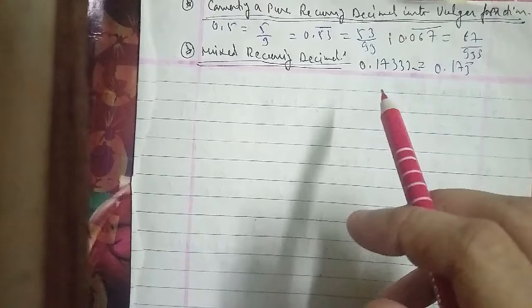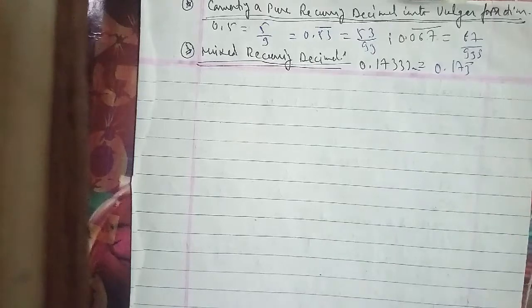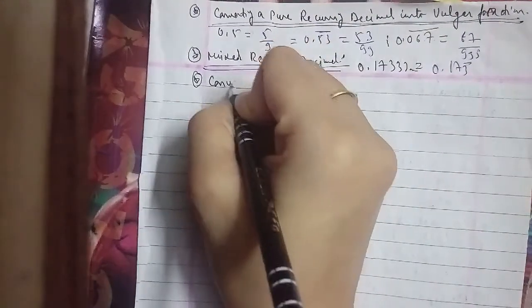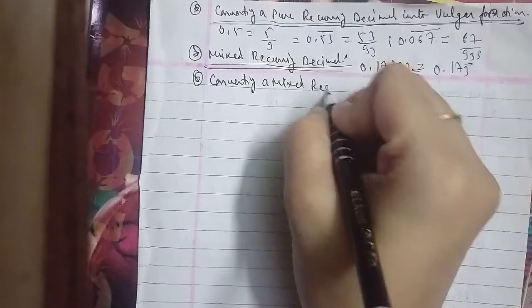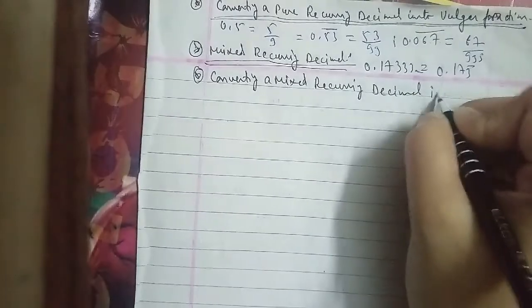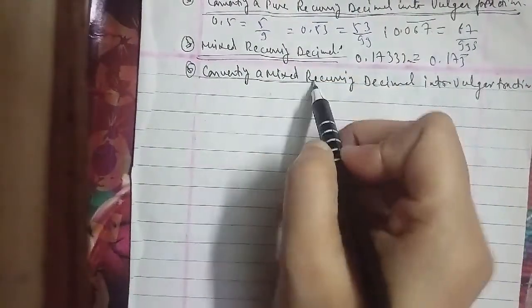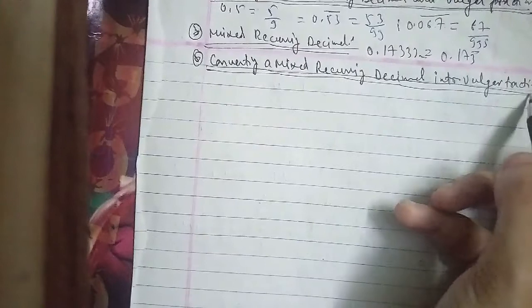Let's go ahead with the other topic we have to talk about, which is converting a mixed recurring decimal into a vulgar fraction. Converting a mixed recurring decimal into a vulgar fraction, we have to solve it in the same way.